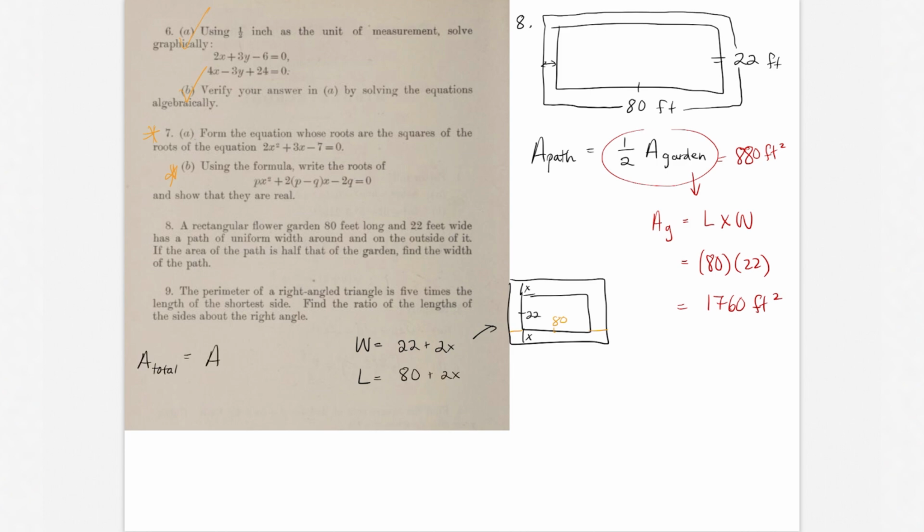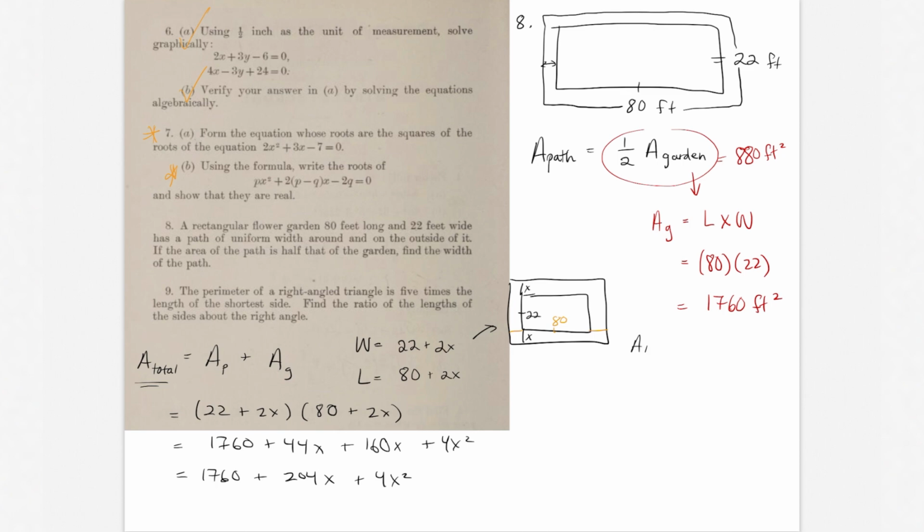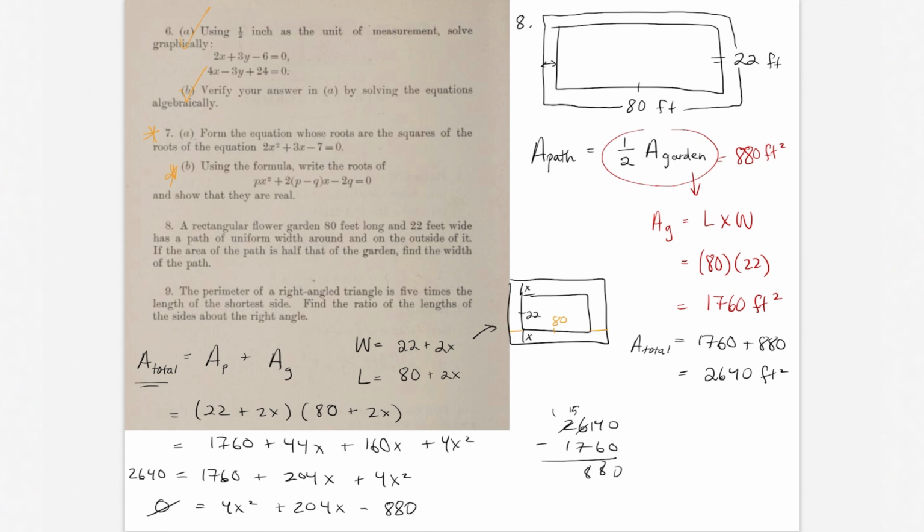And I realized then that I could find the total area, which would be 22 plus 2x times 80 plus 2x. I multiplied both brackets out, and it got me this equation. And now this equation represented the total area. The total area is 1,760 feet squared plus 880 feet squared. So I replaced the total area with 2,640. Then, when I simplified the equation, I was left with this quadratic.